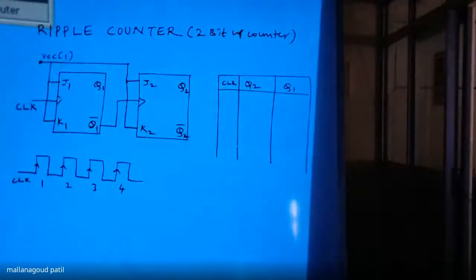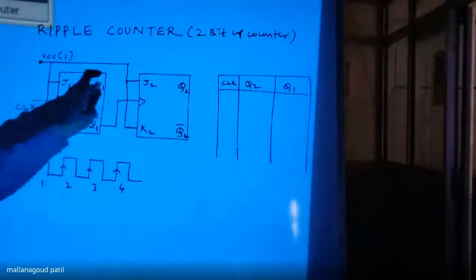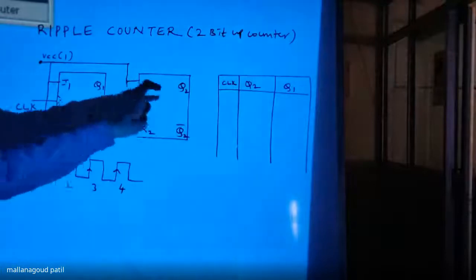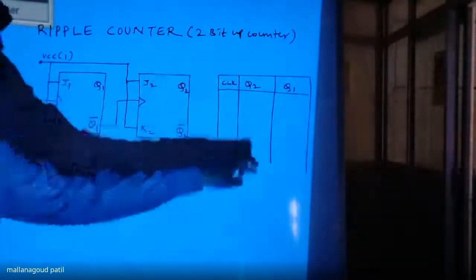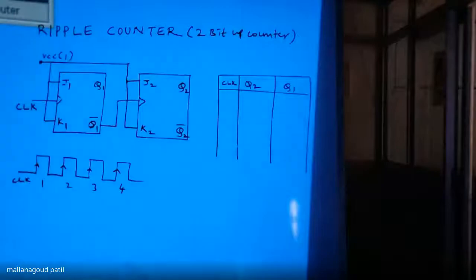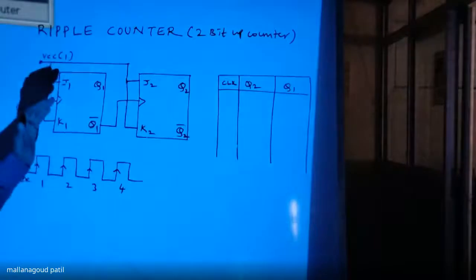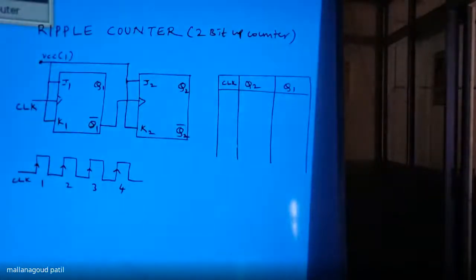Then how many combinations may you expect for the output? 2 to the power of 2, which is 4 combinations. If you have a 2-bit, combinations are 4. If you have a 3-bit, combinations are 8. If you have a 4-bit, combinations are 16. 2 to the power of the number of bits will be the combinations. With a 2-bit counter, the combinations are 4. How will 4 combinations come in a ripple fashion, that too in upward count?